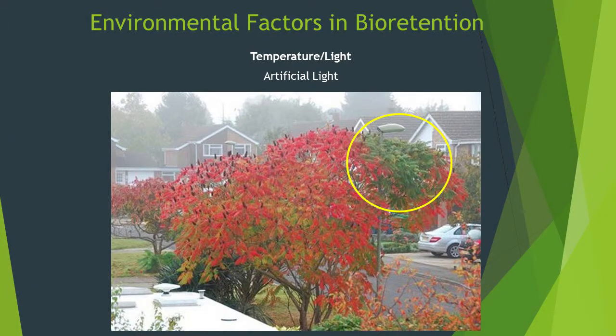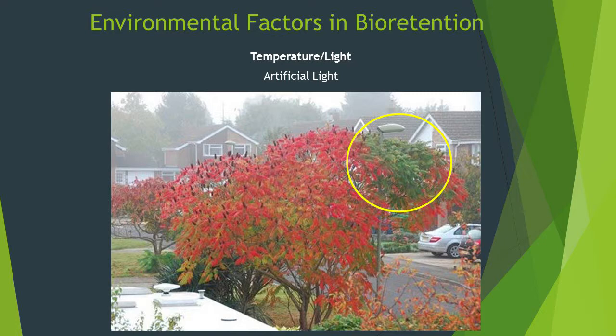Artificial light is a factor that I have not seen considered prior to doing this talk. And some plants are really sensitive to artificial light at night. This is an example of a native species to Washington, Rhus glabra, a sumac. And here's the artificial light. And here, the leaves aren't changing colors.